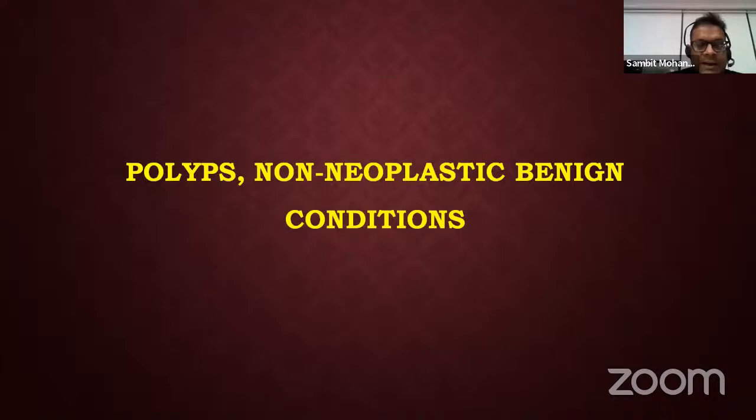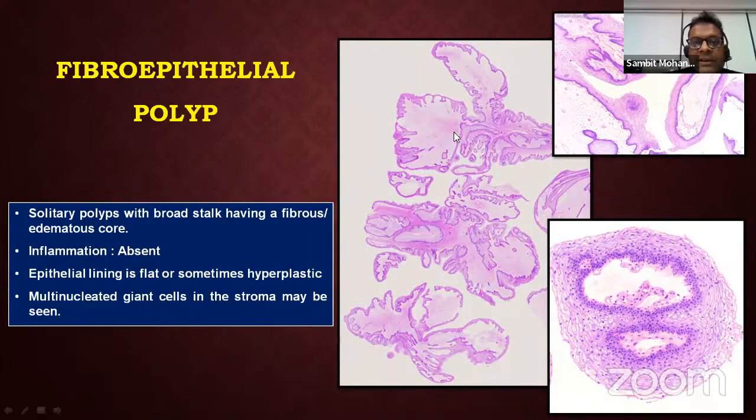Okay, so let's start with the polyps, the non-neoplastic, benign conditions. The first thing is a fibroepithelial polyp, which can occur virtually at any site. You have this edematous, loose, myxoid stroma. Sometimes you see atypical cells also. Inflammation is virtually absent. Lining is usually flat. Very rarely you see hyperplasia.